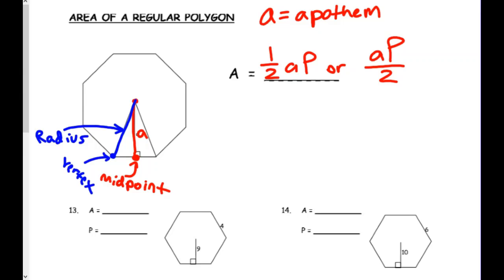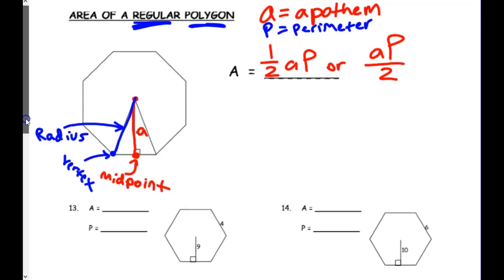Okay? So our formula for the area of a regular polygon is 1/2 apothem times big P, which is perimeter. Okay? So big P is perimeter. Okay, write that down real quick, and we are going to try some of these. They're not that hard if you know what you're talking about, and we do now, right? So, real quick, 13.